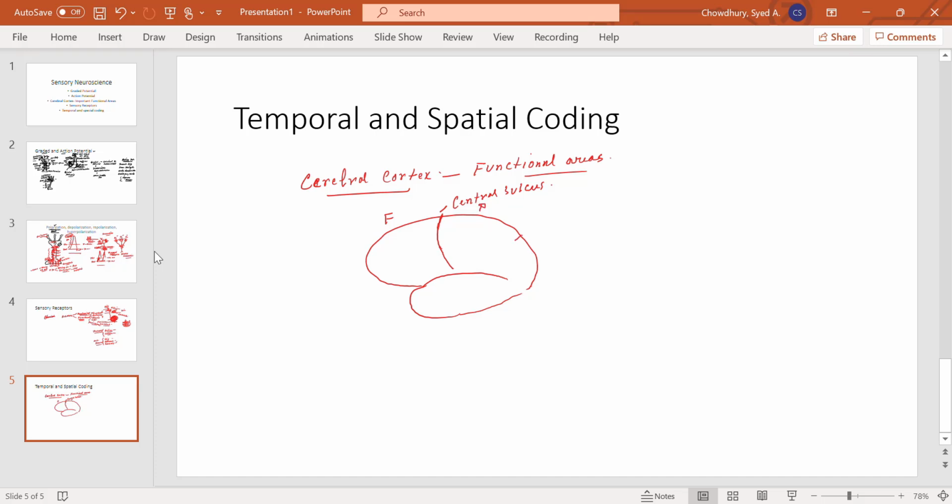And then you have another groove here. This is called the parieto-occipital sulcus. And this one, you see, this is called the lateral sulcus. Okay, so these are three important sulci, and this is the temporal lobe, this is the occipital lobe, this is the parietal lobe, and this is the frontal lobe.